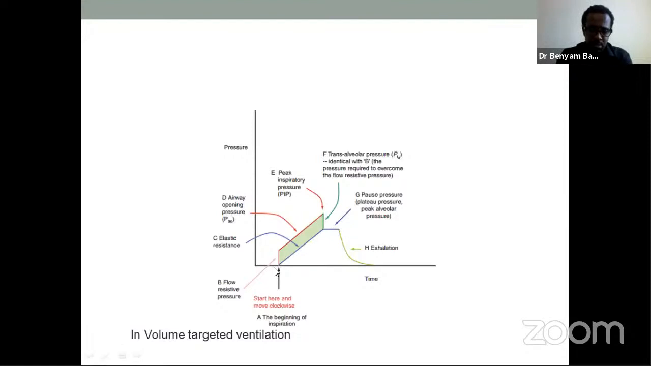So as you can see, the x-axis is time. The inspiratory time would be represented from this point till this point, and after this point up to here will be represented as the expiratory phase. Then it will continue into the inspiratory phase again later.